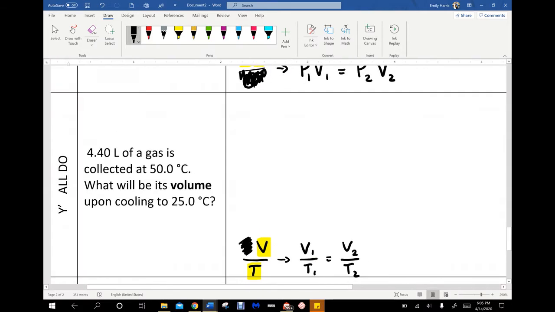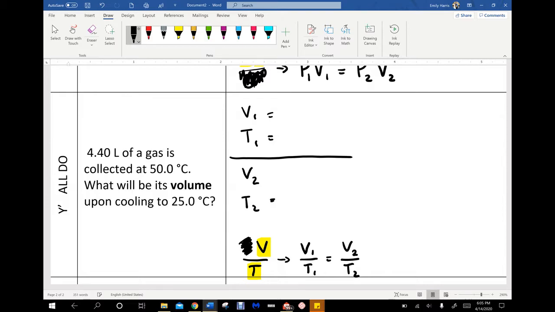So now that we've got our formula, let's go ahead and list out our variables. V1 and T1 for our starting conditions, V2 and T2 for our ending conditions. Our starting volume is 4.40 liters, and our starting temperature is 50 degrees Celsius. They're wanting us to solve for the new volume after we cool it to 25 degrees Celsius. So there's 2 things we need to do before we're ready to plug in.